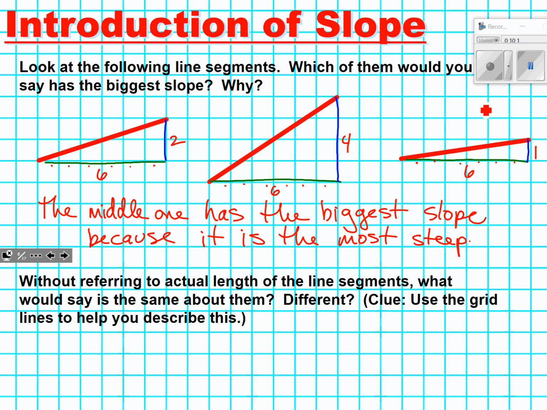So if I'm referring to a slope of a line in reference to its horizontal distance and vertical distance, like I've done here, what's the same about these line segments is they all have the same horizontal distance. It's all 6. What's different about them? They all have different vertical distances. Okay? So I'm going to write this.